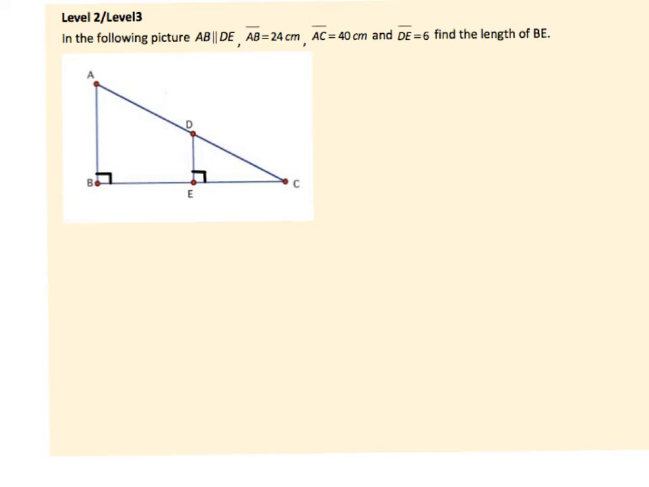Okay, level 2s and 3s. This is mostly level 3s with a little level 2 thrown in. But these level 3s are when you have pictures within pictures. So look at the following picture and determine how many triangles you can see.